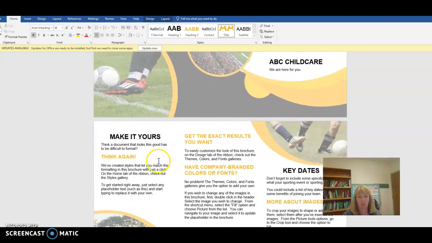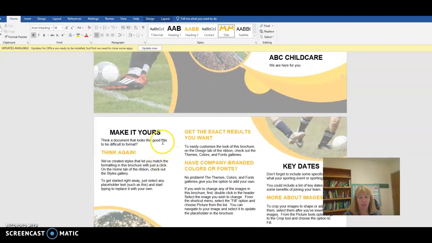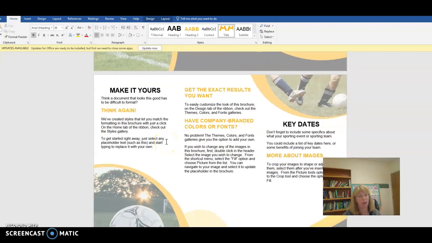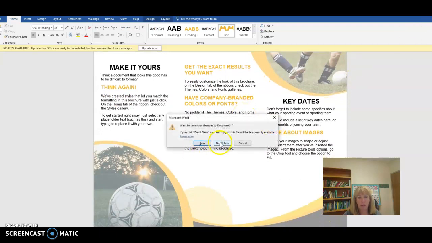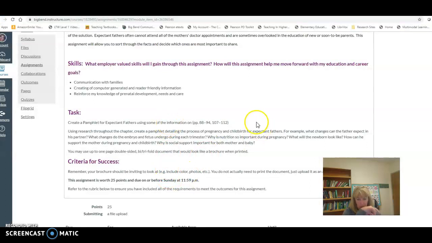All right, and then you just type in things that you think fathers should know, what they should look for. I'm not going to give you specific examples because when I do that, all the papers turn out the same. So the idea is that you get the meat of the information from these pages right here. All of the things fathers need to know, and then put it into a pamphlet, detail the process of pregnancy and childbirth for expectant fathers.